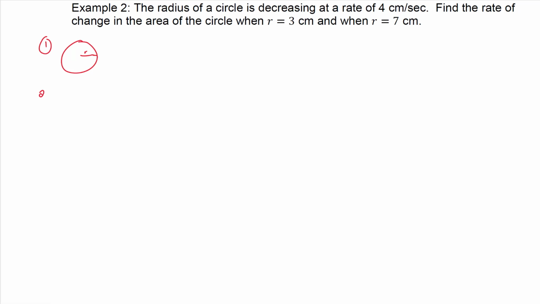All right, so step 2 now. Let's figure out what we know. So the radius of the circle is decreasing at a rate of 4 centimeters per second. The rate should tell you that's one of our derivatives, or one of our rates. Since the radius is decreasing at a rate, we know dr/dt equals, and decreasing tells us that the rate is negative, so negative 4 centimeters per second.